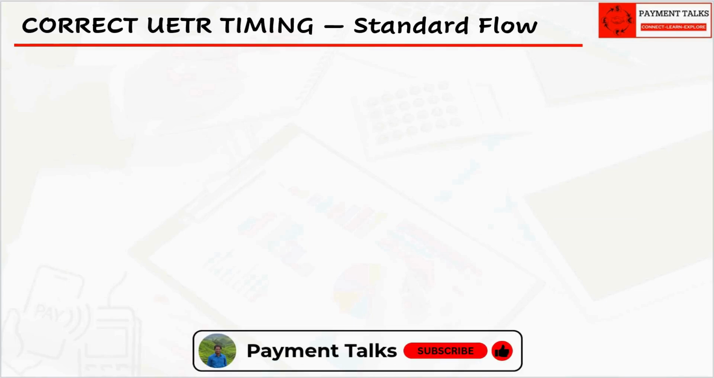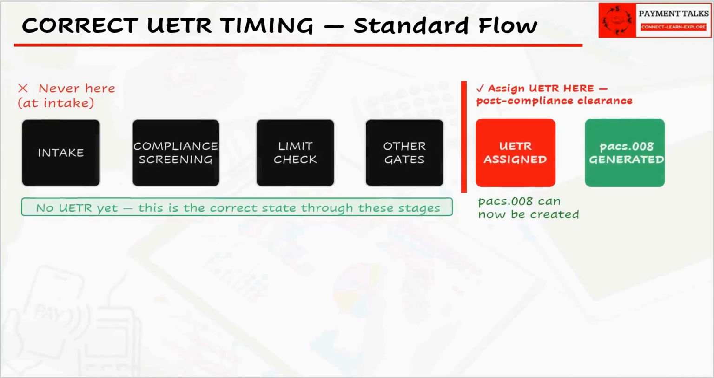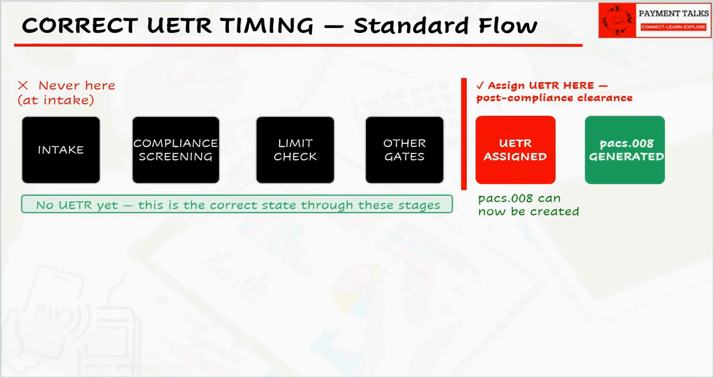Here is where most implementations get the UETR wrong. The processing timeline runs intake, then compliance screening, then limit check, then other processing gates. The UETR is assigned here, after compliance has cleared. After that, the pack set is created.